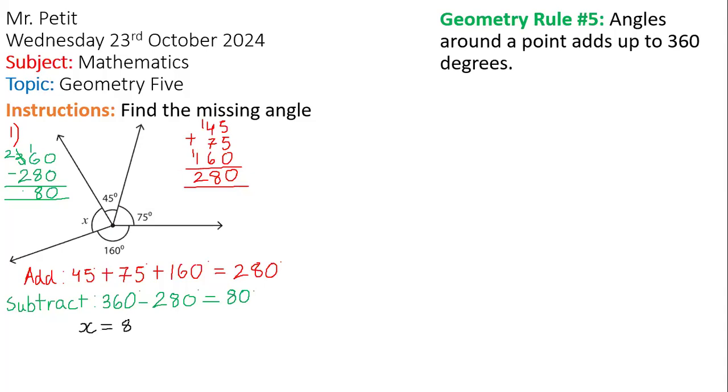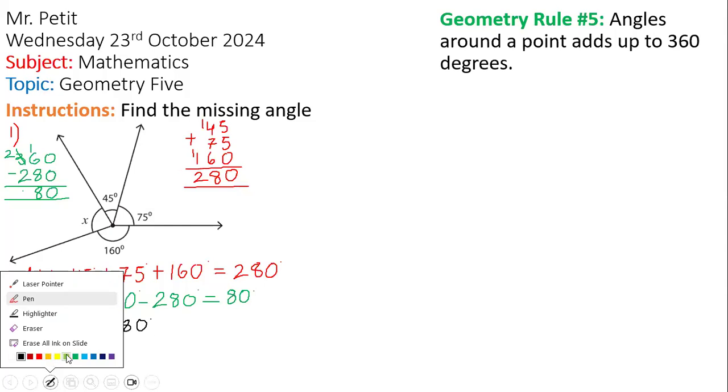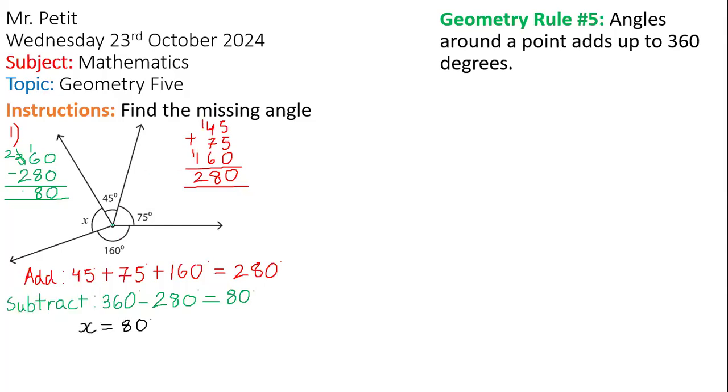All right. Now, why is that the case? Remember the rule. The rule says that angles around a point, so here's the point, right? Angles around the point must add up to 360 degrees. And that makes sense because we're looking at one revolution, one complete turn. All right, do we understand how we got this answer? Yes, sir.